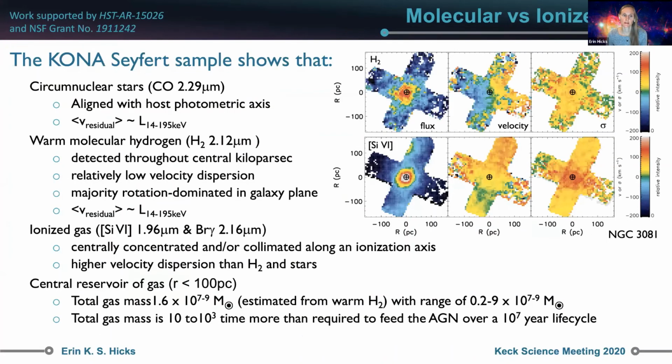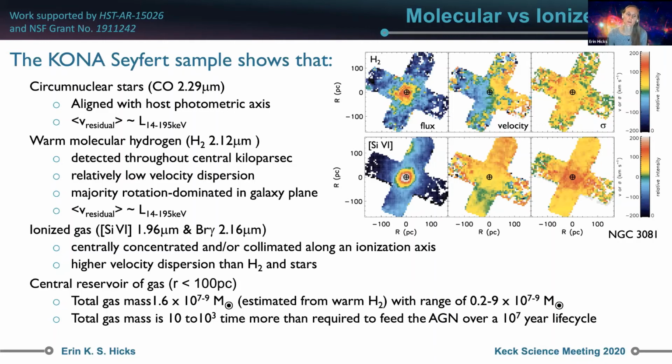So let's leave you with my summary slide here. We find general agreement of the circumnuclear stars in terms of their kinematic axis with that of the large scales. We see the molecular hydrogen throughout the field of view in the circumnuclear region with a relatively low velocity dispersion. The ionized gas is more centrally concentrated with a higher velocity dispersion, indicative of outflows.